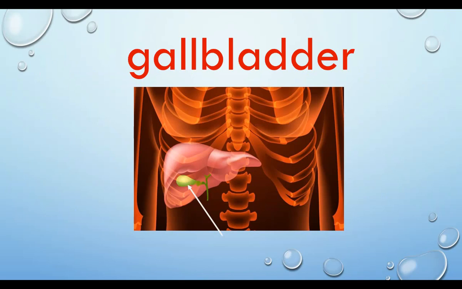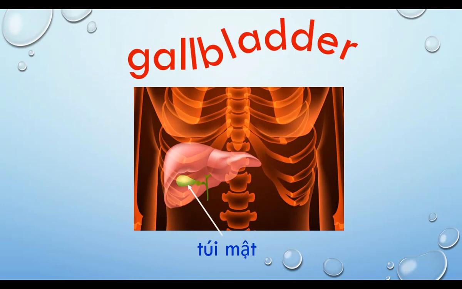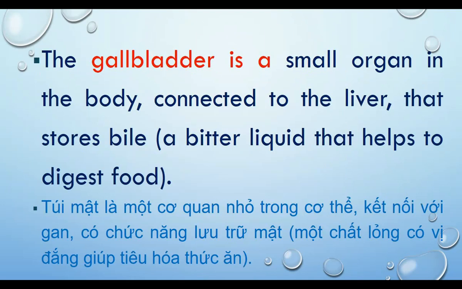Gallbladder. The gallbladder is a small organ in the body, connected to the liver, that stores bile, a bitter liquid that helps to digest food.